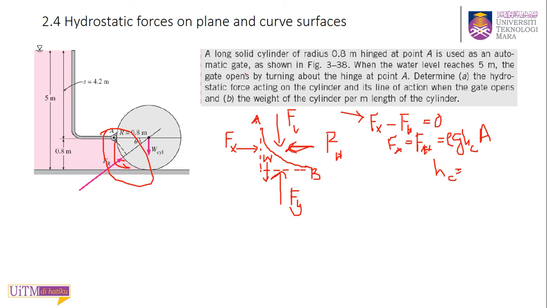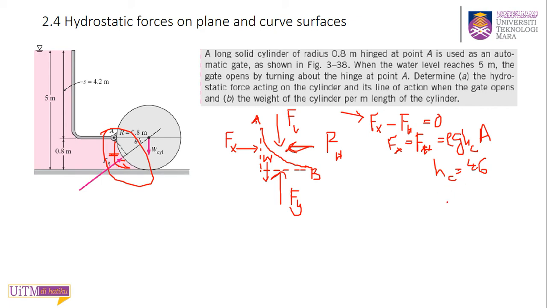0.8 plus 4.6. 4.6. Okay, betul. If you take the centroid here, it's in the middle, right? This is 0.4. So this is 5 meter, so it's 4.6. Okay?